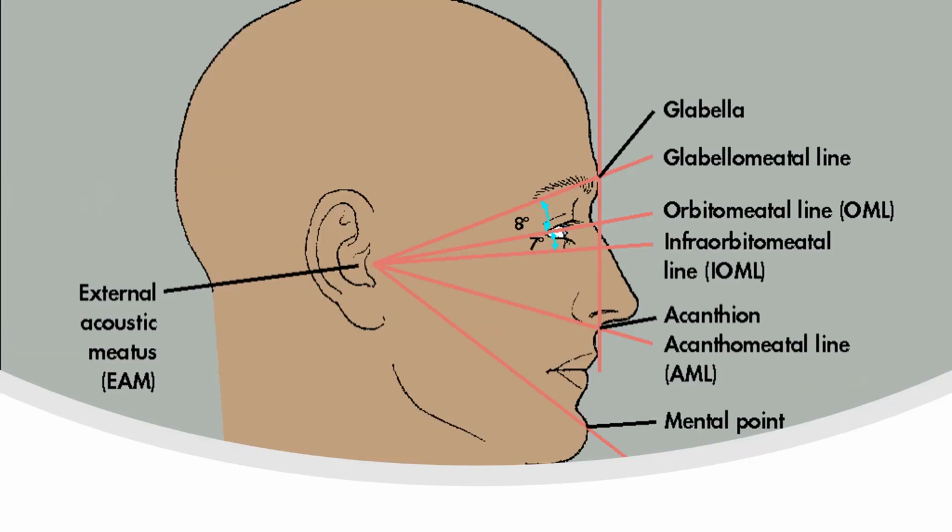And then from the lateral perspective of the head, the external acoustic meatus or auditory meatus, the hole in your ear, connects with those various anterior landmarks to form several topographic lines. The most superior of which is the glabellomeatal line. Then you have the orbital meatal line, which is the outer canthus to the EAM. The infraorbital meatal line, which is the lower orbital rim to the EAM. The acanthomeatal line and the mental point. Notice for the mesocephalic skull, there's a 7-degree difference between the OML and the IOML.